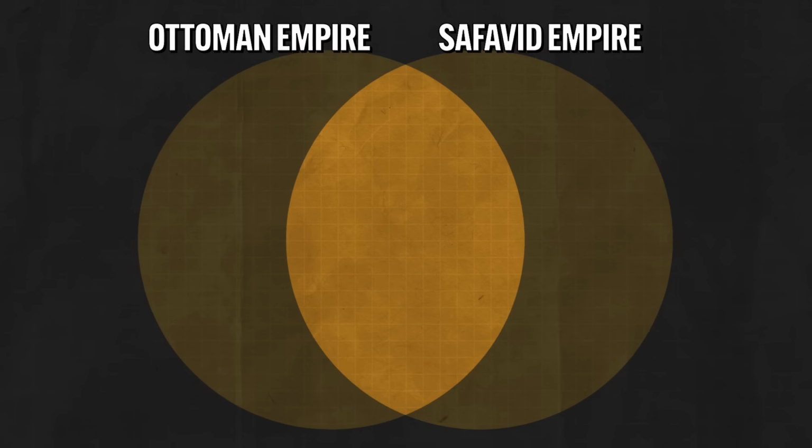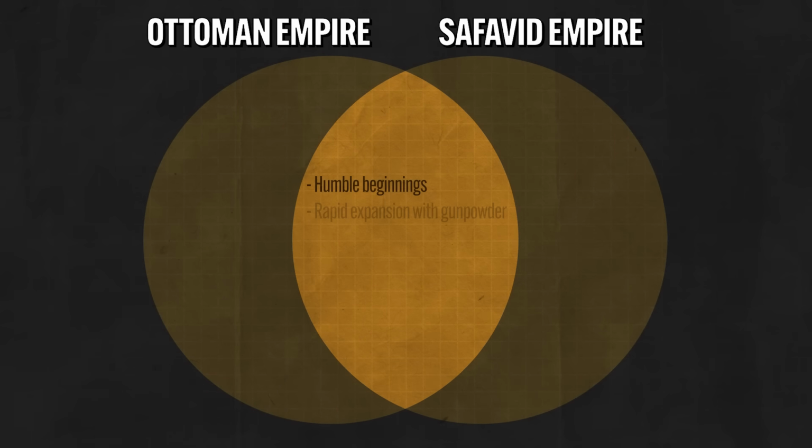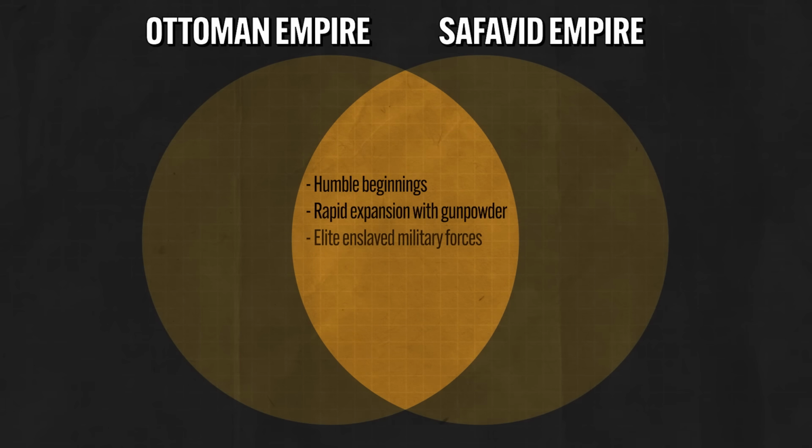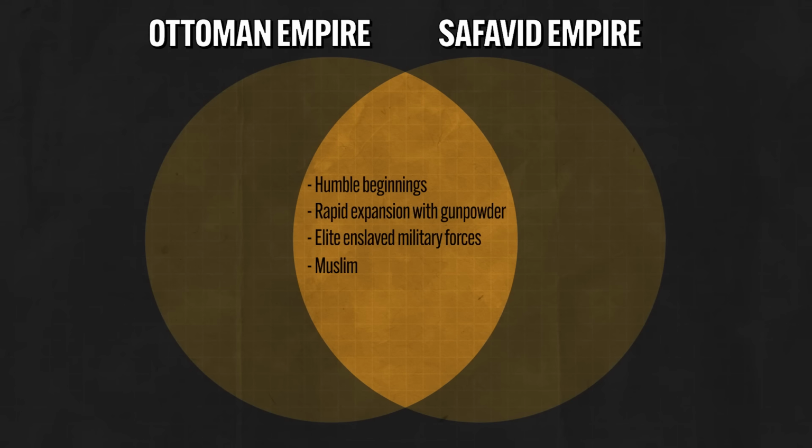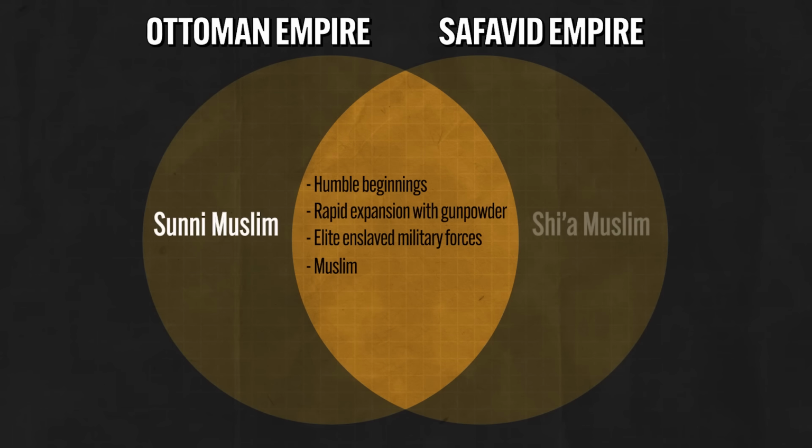So there's a lot of similarities between these two Muslim empires. Humble beginnings, rapid expansion with gunpowder, elite enslaved military forces, and they were both Muslim. But, big but, massive but, there is one very significant difference between these two empires that's going to cause a lot of problems. Yes, they were both Muslim, but they were not the same kind of Muslim. The Ottomans were Sunni Muslims, while the Safavids were Shia Muslims.